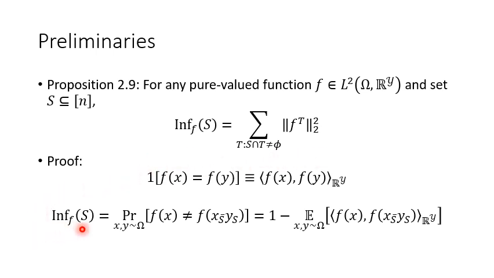Now we have this influence. By definition, it's equal to this probability, as we've seen before. Now, instead of taking this probability, let's take the complementary event: 1 minus the probability that these two values are indeed equal. But instead of taking the probability of the event that they are equal, we can take the expectation of the indicator that they're equal. But instead of taking the indicator, we can take the expectation of the inner product. So finally, we get 1 minus the expectation of this inner product. Now that we have this expression, we can move on.